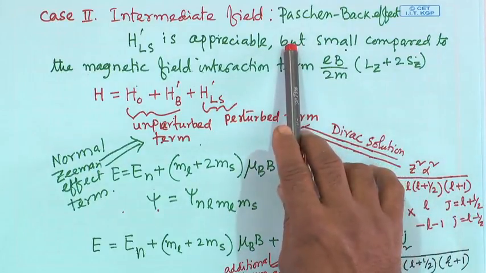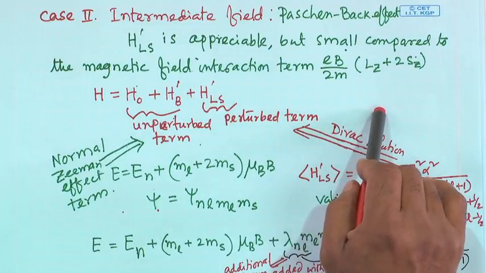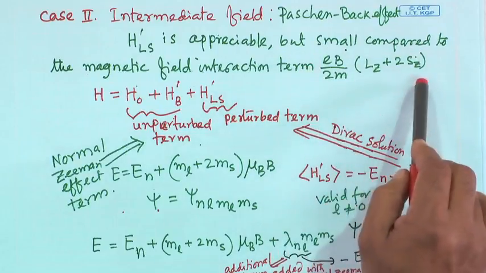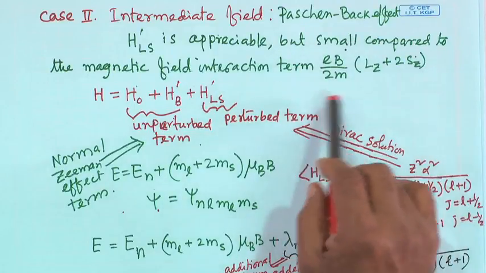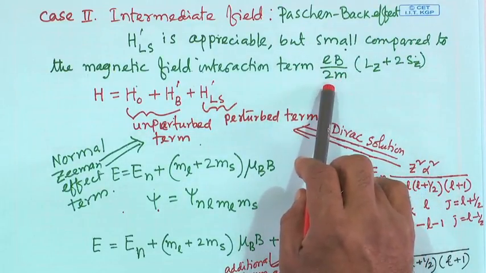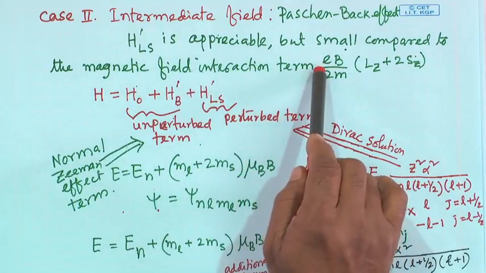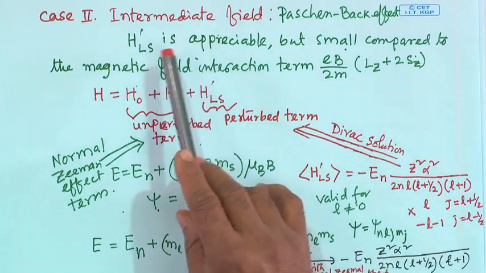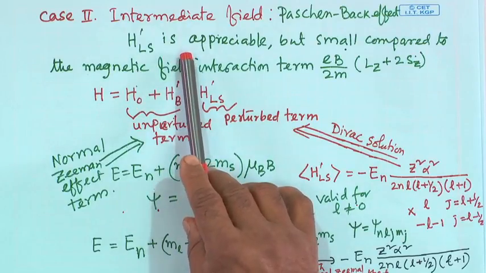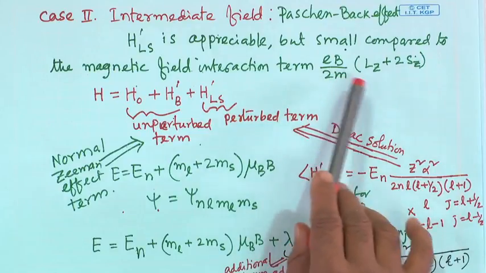So this field is an intermediate field, not a very strong field and not a very weak field. The magnetic interaction term is higher than the LS coupling term, but we cannot neglect the LS coupling term, because it is close to the magnetic interaction term. Okay.